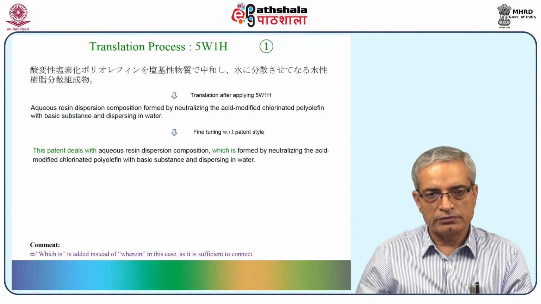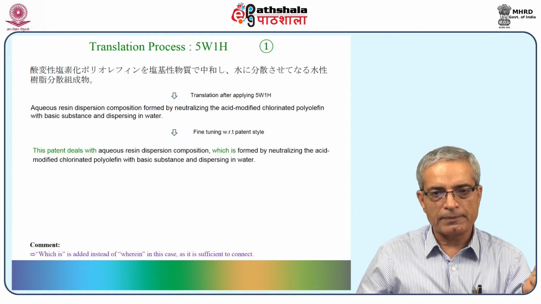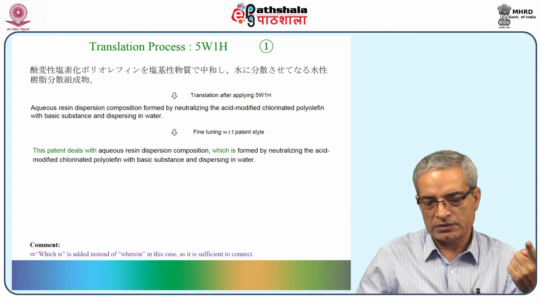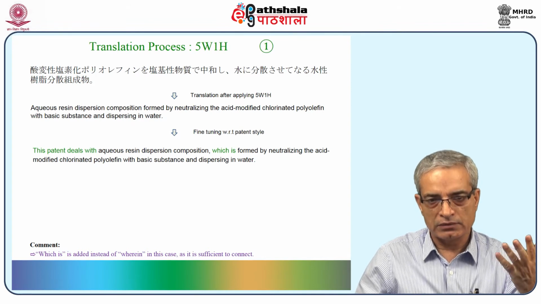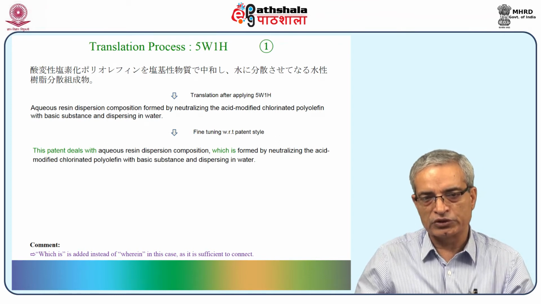Now let's see what we got. This is the sentence we got. Let's do some fine tuning, based on what we learned last about the patent. This patent deals with a particular thing, a composition. So this patent deals with something composition.